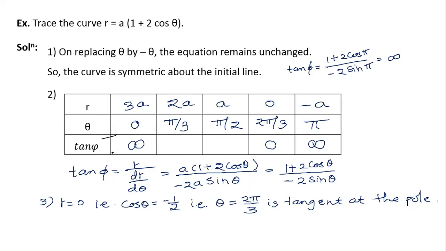What is phi? Phi is the angle between the radius vector and the tangent to the curve at the particular point, and the formula for tan phi is tan phi equal to r upon dr by d theta. So we have found that also.